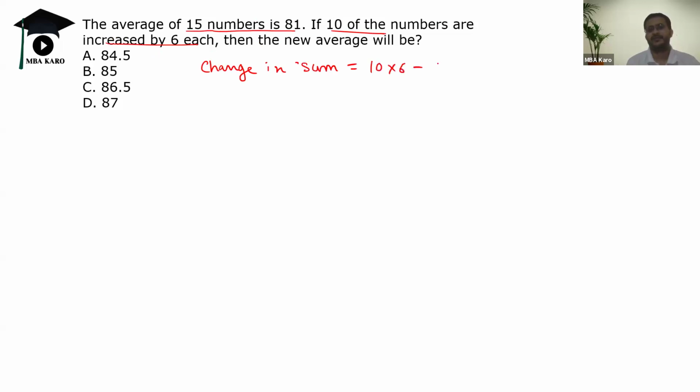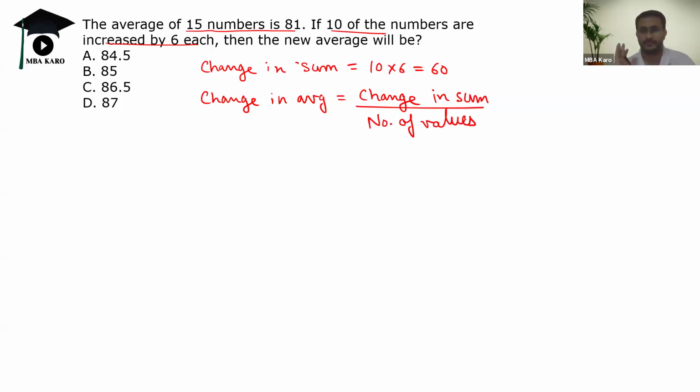10 into 6, that is 60. So what did we say? Change in average. I mean, you can do this without even lifting your pen. Change in sum upon number of values. So this can be done in your head itself. So change in sum is 60 and there are 15 values. So there will be 4 increase. So the average will now be 85. So did anyone calculate using this? Maybe not now, but in future you will have to calculate like this, not to find 81 into 15. Okay, so it can be done straightforward.